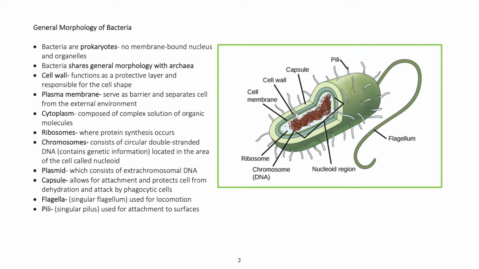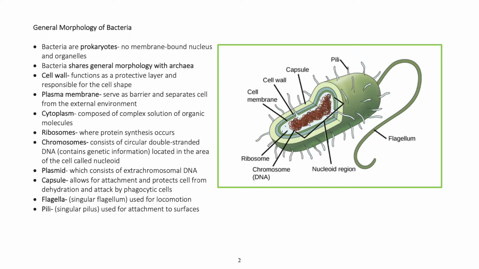Cell wall. Functions as a protective layer and is responsible for the cell shape. Plasma membrane. Serves as a barrier and separates the cell from the external environment. Cytoplasm. Composed of a complex solution of organic molecules. Ribosomes. Where protein synthesis occurs. Chromosomes. Consists of circular, double-stranded DNA, contains genetic information located in the area of the cell called the nucleoid. Plasmid. Consists of extrachromosomal DNA.